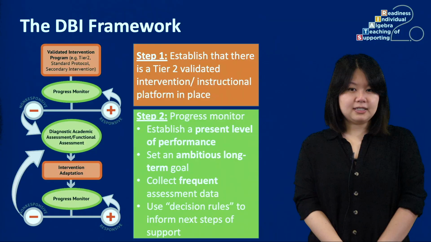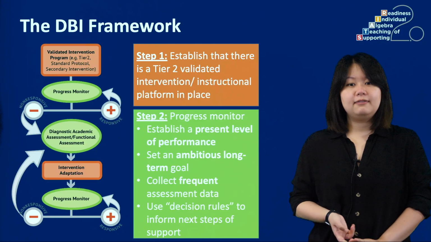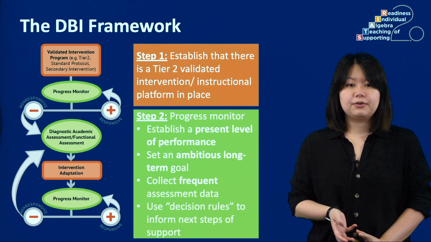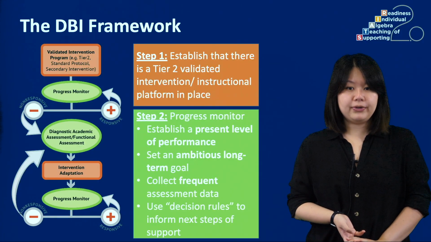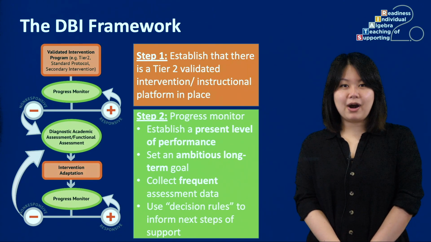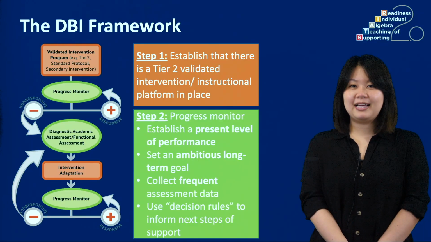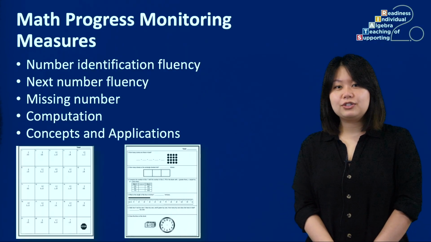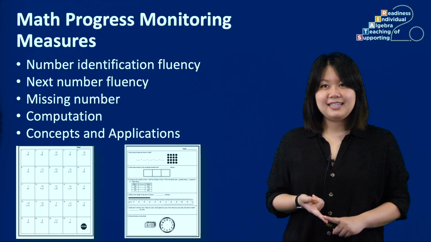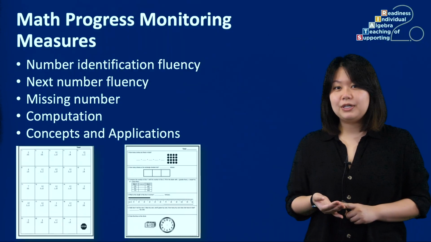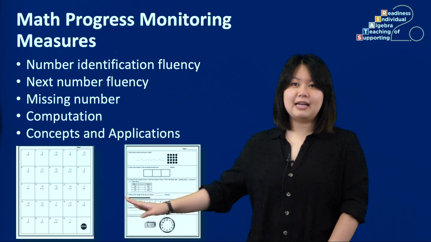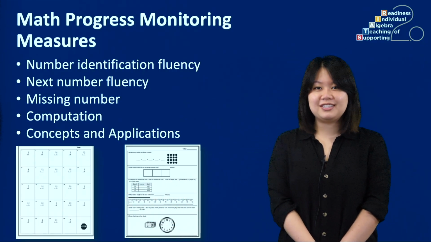Such formative assessment should be brief, should involve repeated measures that capture student performance over time, should be grade, age, or instructionally appropriate, and reliable and valid. So, what might be an example of a progress monitoring tool or assessment in mathematics? Progress monitoring can address numerous skills and can come in many forms, such as number identification fluency, next number fluency, missing numbers, computations, or concepts and applications. And here we have an example of computation and concept applications.